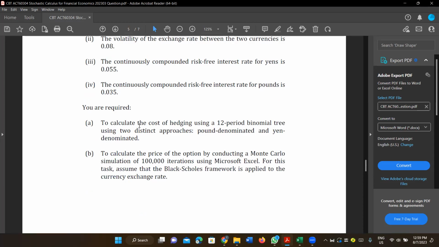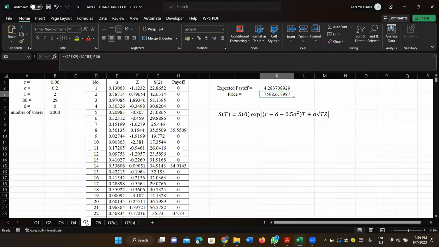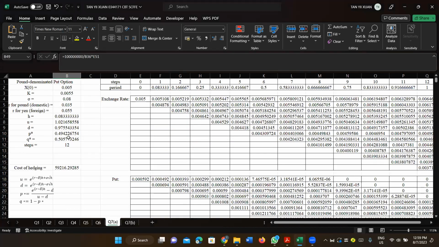7A asks to find the cost of hedging by constructing a 12-period binomial tree using 2 different approaches, which are pound denominated and yen denominated. And question B asks to find the price of the option by conducting a Monte Carlo simulation of 100,000 iterations using Excel. So to do so, we first state all the information given by the question here.